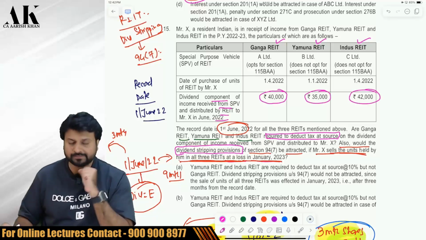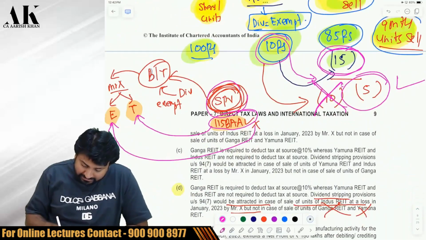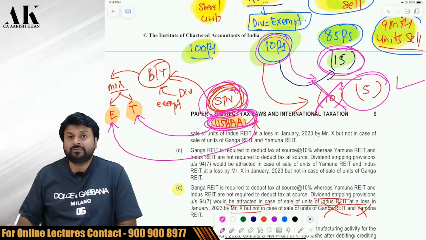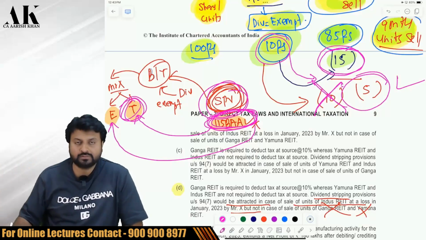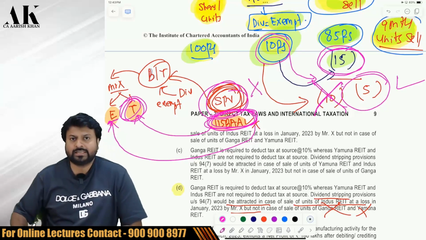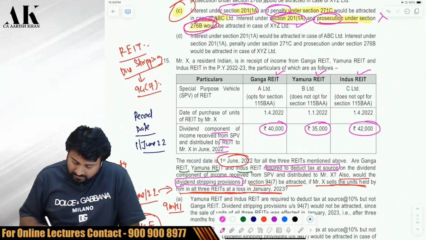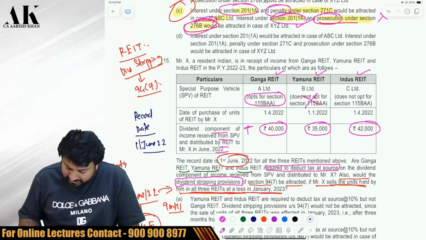Now that depends. If the SPV, listen carefully, if the SPV is following 115BAA, then it is taxable in the hands of the investor. But if the SPV is not following 115BAA, then it is exempt in the hands of the investor. So first of all, we need to find out when it is taxable, when it is exempt. So SPV opts for 115BAA, therefore it is taxable. SPV does not opt, therefore it is exempt.